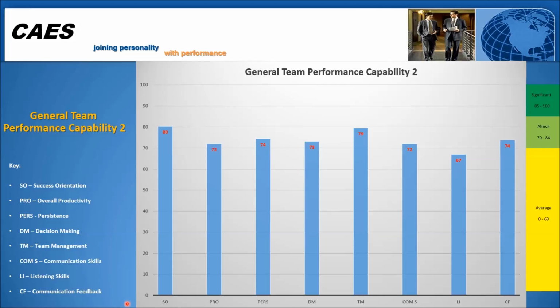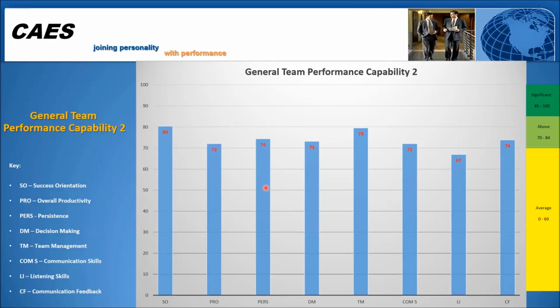In this chart, we're showing team averages again. And here we're looking at some overall performance characteristics. The first being our team's interest in success. And here we see a fairly high score, which is good to see. Then we see a general score for overall productivity that would later be broken down into various components or subcategories. We see our team's general level of persistence, their willingness to stay with something.